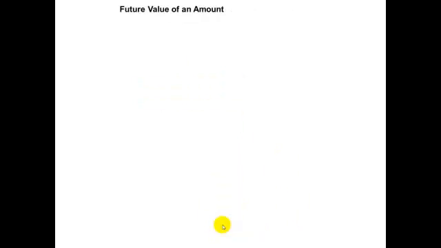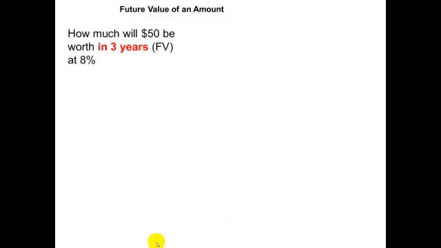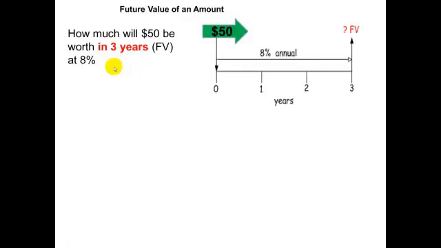The first one is called the future value of an amount, or some people call this the future value of a lump sum. So, how much will $50 be worth in 3 years at 8% interest? Here's what a picture of this looks like. You have $50 right now, you put it in the bank, you can earn 8% annual interest on it, and you leave it there for 3 years. How much is it going to be worth?